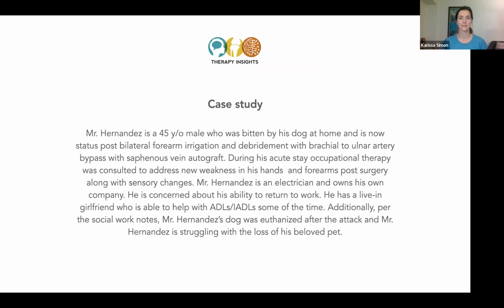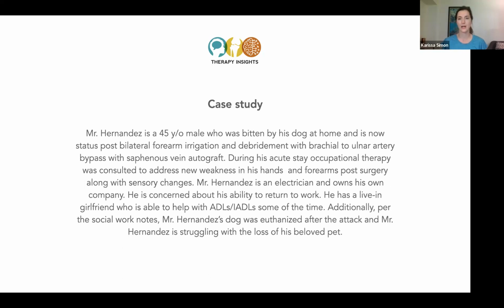All right, and now is the time for our case study. So Mr. Hernandez is a 45-year-old male who was bitten by his dog at home and is now status post bilateral forearm irrigation and debridement with brachial to ulnar artery bypass with saphenous vein autograft.